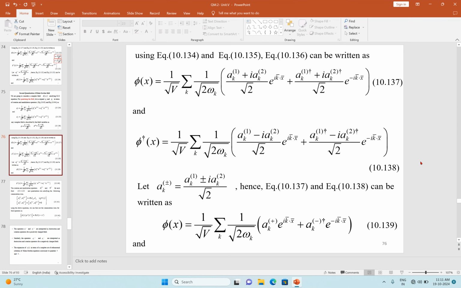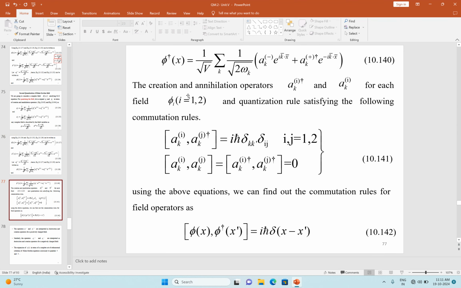Now you have phi dagger of x, as I said earlier, 1 by root V summation over k, 1 by root of 2 omega k. These equations we have already studied. a_k minus e^(ikx) plus a_k plus dagger e^(minus ikx).